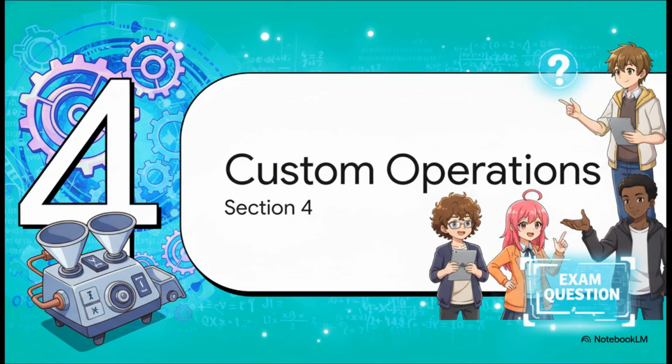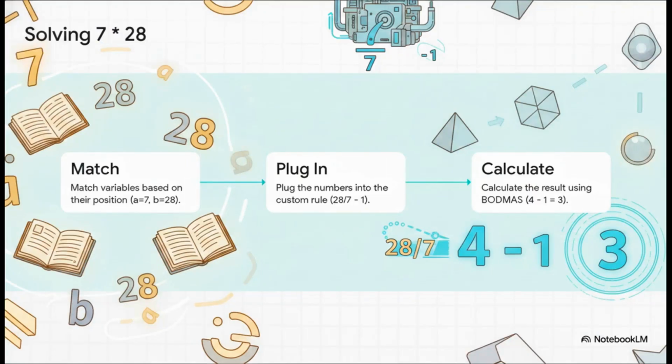Let's look at Section 4, solving custom binary operations. Let's move to a real example and see how this builds a foolproof method for getting the right answer every single time. Here's our problem. Solve 7 star 28, given the rule A star B equals B over A minus 1. Step 1 is pattern matching. The number 7 is in the first position, so A equals 7.